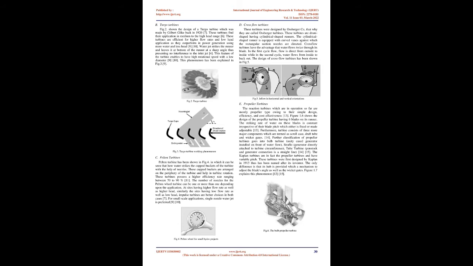These turbines are efficient for higher flow rates and low head applications, as they outperform in power generation using more water and less head. The water jet strikes the runner and leaves it at the bottom of the runner at a sharp angle, thus presenting no interference to the inlet jet. This feature of the turbine enables high rotational speed with a low diameter. This phenomenon has been explained in Fig. 3.